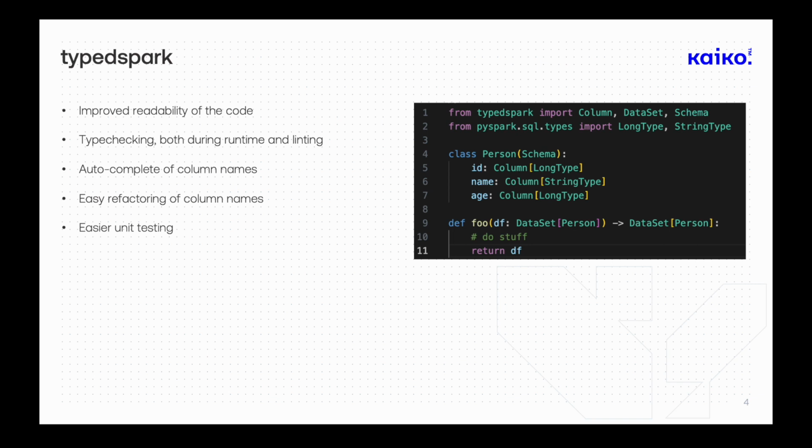So I've shown you that Typespark leads to improved readability of code, type checking both during runtime and linting, autocomplete of column names, easy refactoring of column names, easier unit testing, and more. I've shown you some of the functionality in notebooks, but I promise you there is even more.